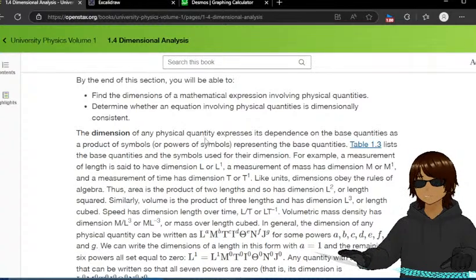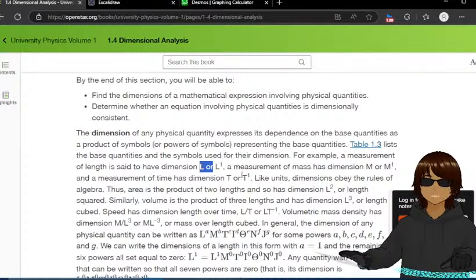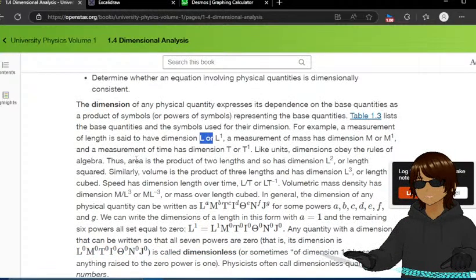The dimension of a physical quantity expresses its dependence on the base quantities as a product of symbols representing the base quantities. Table 1.3 lists the base quantities and the symbols used for their dimension. For example, a measurement of length is said to have a dimension of L or L1. Measurement of mass has a dimension of M or M1. Time has T or T1. Like units, dimensions obey the rules of algebra. Thus, area is the product of two lengths, so it has the dimension L2.